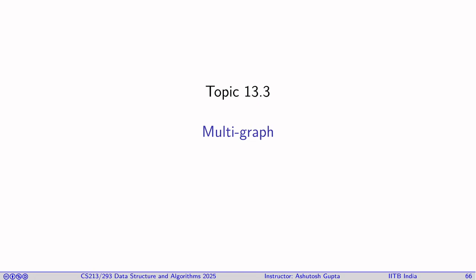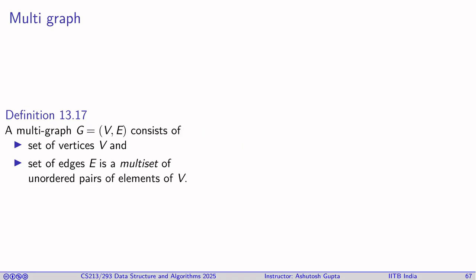Now let us discuss multigraph. We had promised in our introduction of graphs that we will come back to the idea of multigraphs. So what is a multigraph? A multigraph is again a pair of vertices and edges, but edges are not a set, but now they are a multiset.